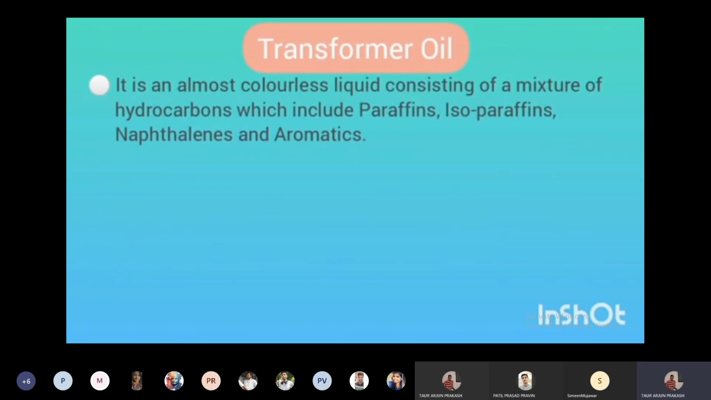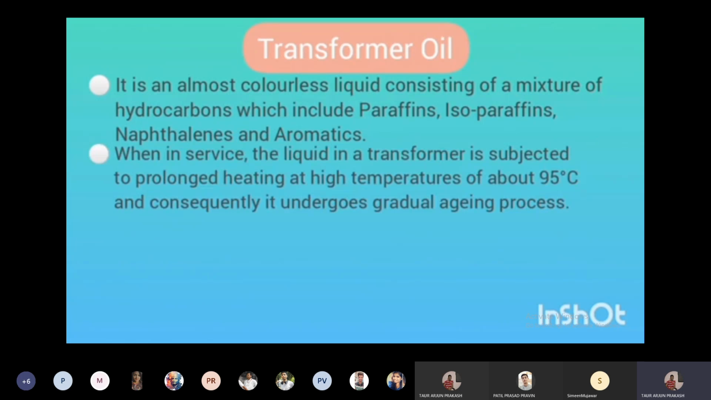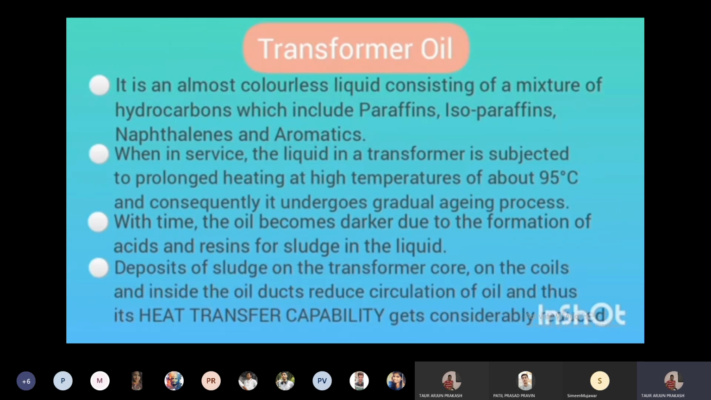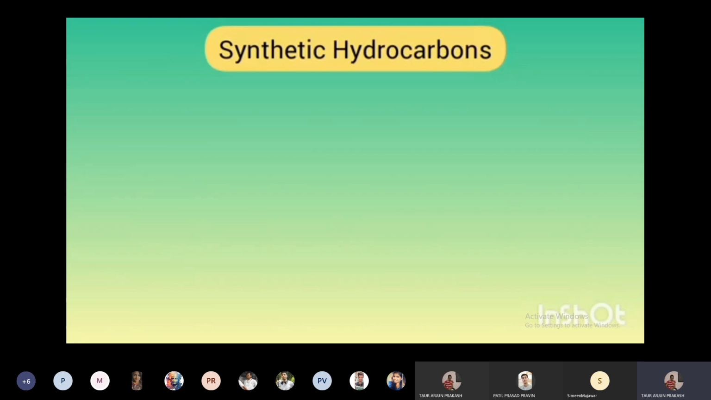Transformer oil. It is an almost colorless liquid consisting of a mixture of hydrocarbons which include paraffins, isoparaffins, naphthalenes, and aromatics. When in service, the liquid in a transformer is subjected to prolonged heating at a high temperature of about 95 degrees Celsius and consequently it undergoes a gradual aging process. With time, the oil becomes darker due to the formation of acids and resins or sludge in the liquid. Deposits of sludge on the transformer core, on the coils, and inside the oil ducts reduce circulation of oil, and thus its heat transfer capability gets considerably reduced.